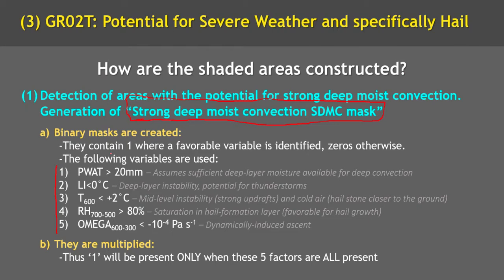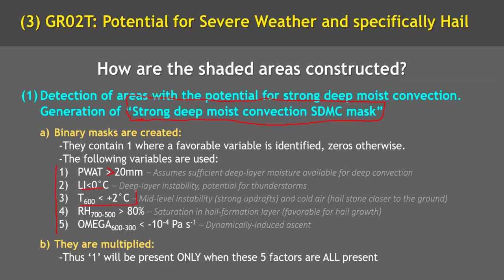We have precipitable water. We're assuming that whenever you have more than 20 millimeters, there's sufficient moisture to allow for deep convection. That's been working for us. Then lifted index below 0. We're just looking for deep convection, we're not looking for severe yet, so we're using this threshold.